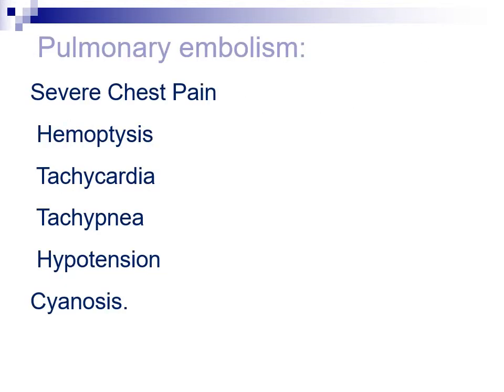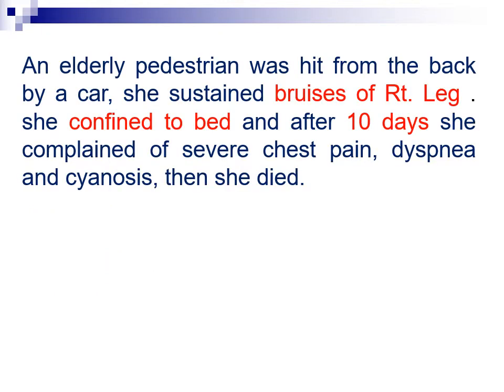For example, I can mention any signs or symptoms of pulmonary embolism like chest pain, hemoptysis, tachycardia, tachypnea, hypotension, cyanosis. If I mention 2 or 3 of these symptoms, this indicates for you it's pulmonary embolism. So when you write your answer for immediate cause of death, it should be pulmonary embolism, not chest pain or hemoptysis or tachycardia or whatever. Let's have an example for this.